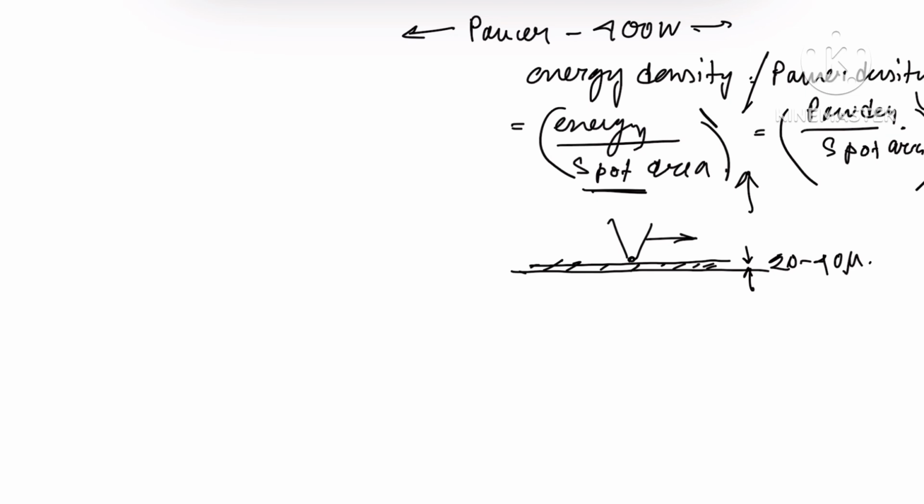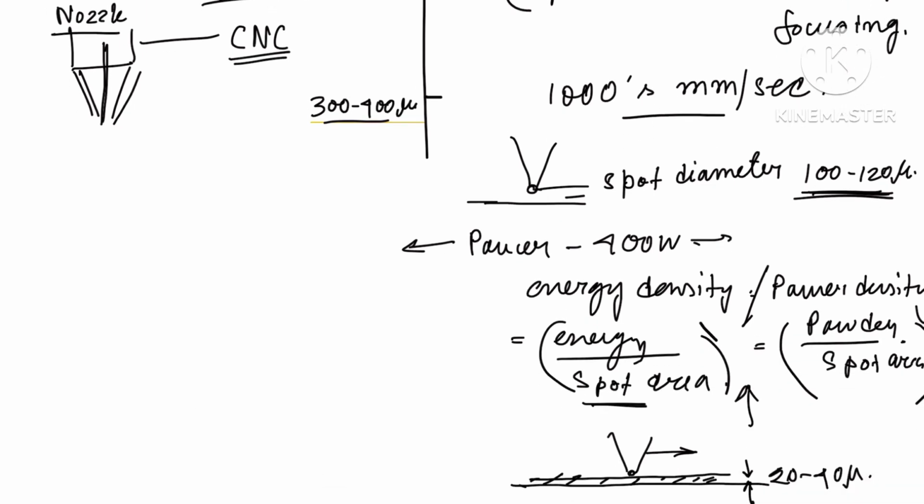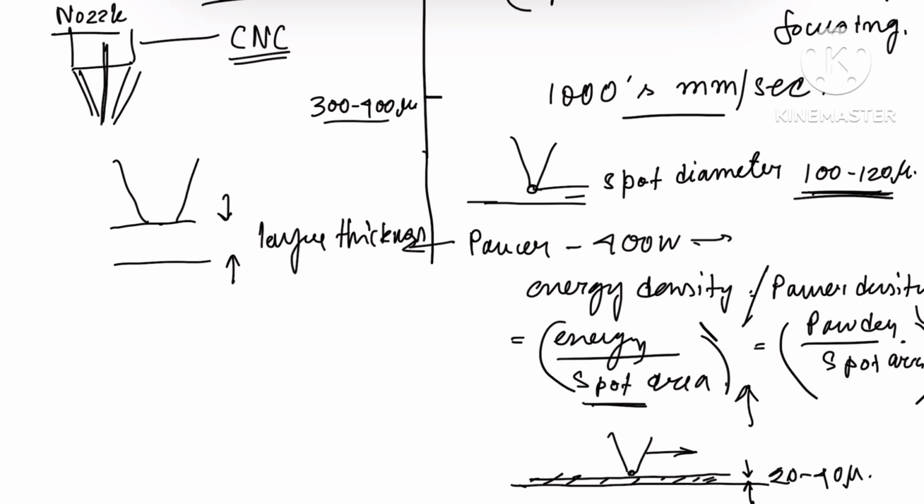Whereas for DED, the powder particle size distribution is bigger. So the layer thickness is also bigger. So the laser spot diameter is higher to melt those bigger powder particles, and therefore the energy density is not that much, or in comparison with LPBF, the energy density is lower.